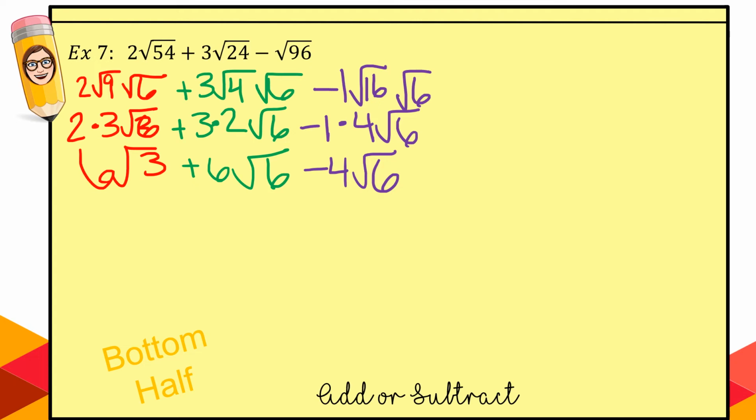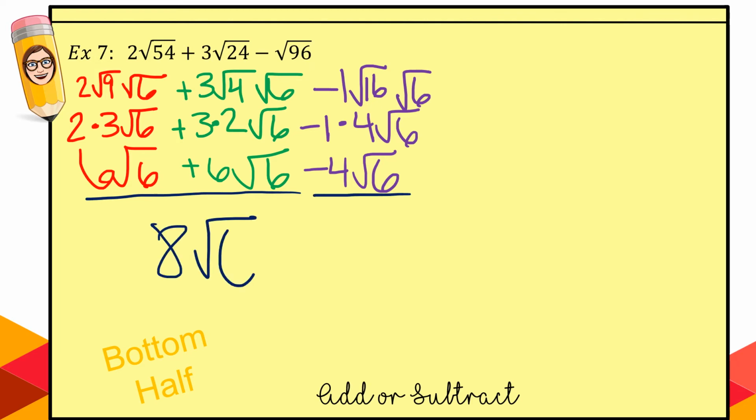Alrighty, we have 3 like terms. Oops, sorry, I don't know why I put a 3 there. Did you catch my error? That should be a 6. All right, let's combine like radicals. 6 plus 6 is 12. 12 minus 4 is 8. I have 8 radical 6s.